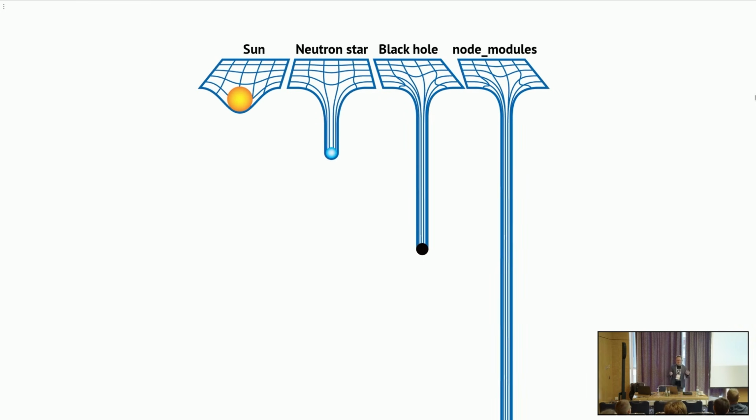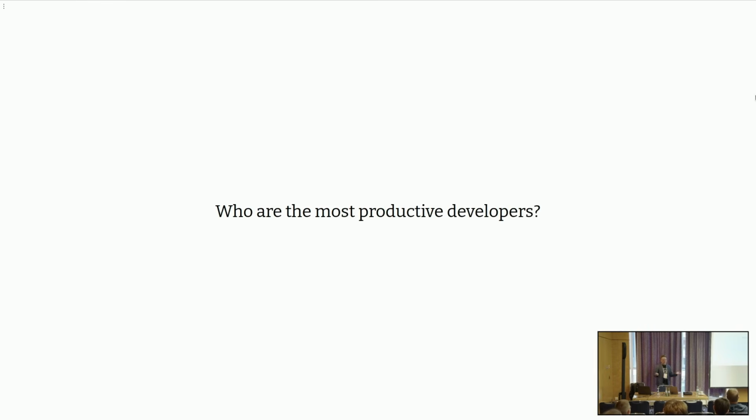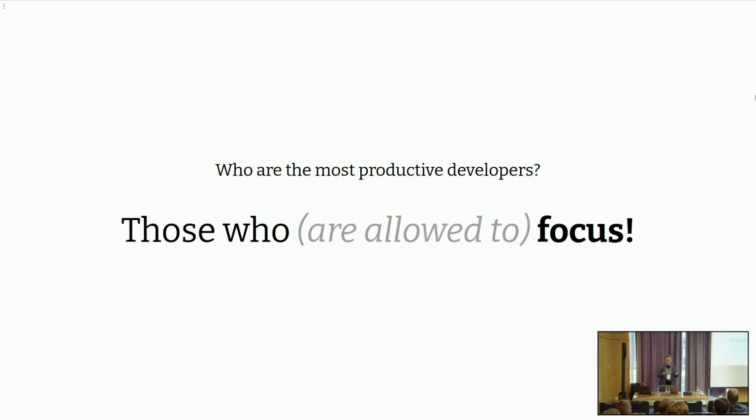The top layer of our stack, the library layer, represented here by node modules, is of course the layer that has a whole bunch of churn. And this, I think, is quite the drag on web developer productivity, because in my mind, the most productive developers are those that are allowed to focus on the task at hand.